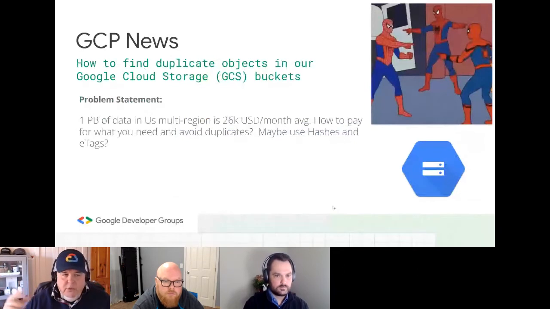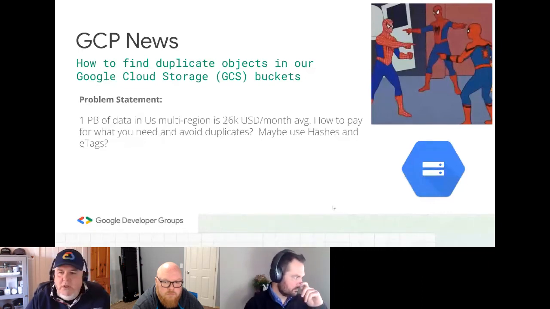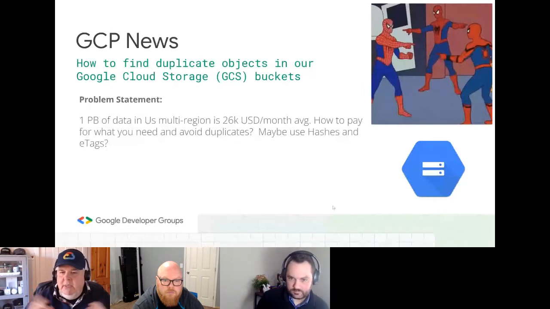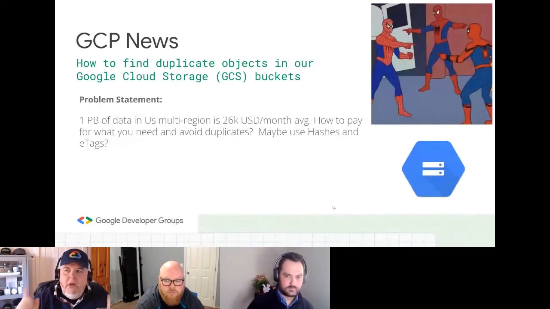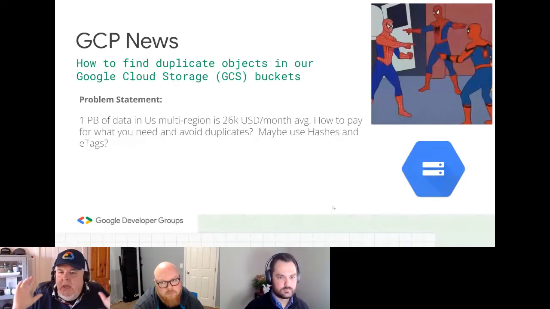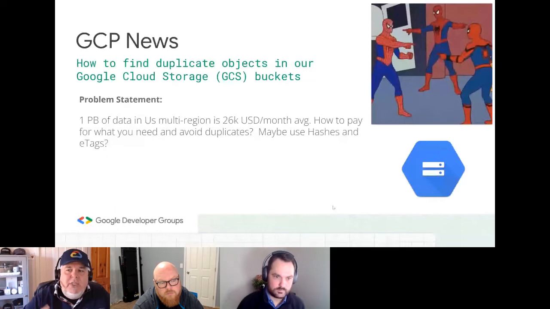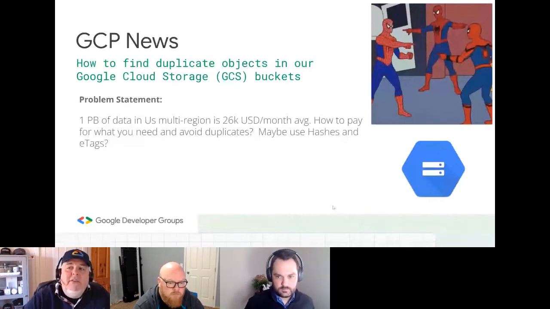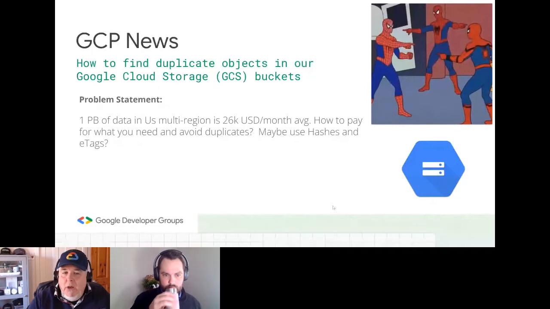From the blog posts that I was trying to capture, I look at the blog posts every Monday when they come out, most of the time. There was one that was really interesting. The use case is, if you have 1 petabyte of data, and I'm talking bucket data, so object store, in US multi-region, that's about $26,000 a month on average. And within this, you might have duplicate objects. But how do you find those duplicate objects? That blog post is about leveraging hashes and ETags.